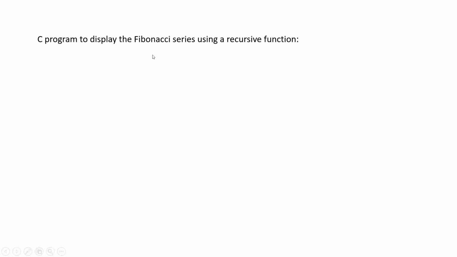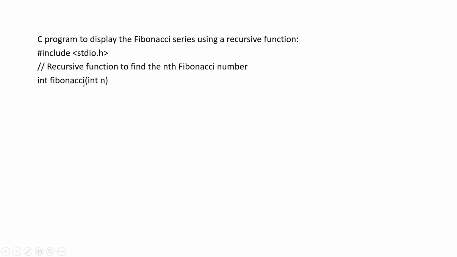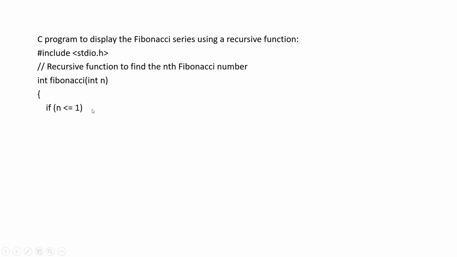C program to display the Fibonacci series using a recursive function. int Fibonacci(int n). The return type is int. Fibonacci is the name of the function. int n, we require the nth Fibonacci number. If n is less than or equal to 1, return n.